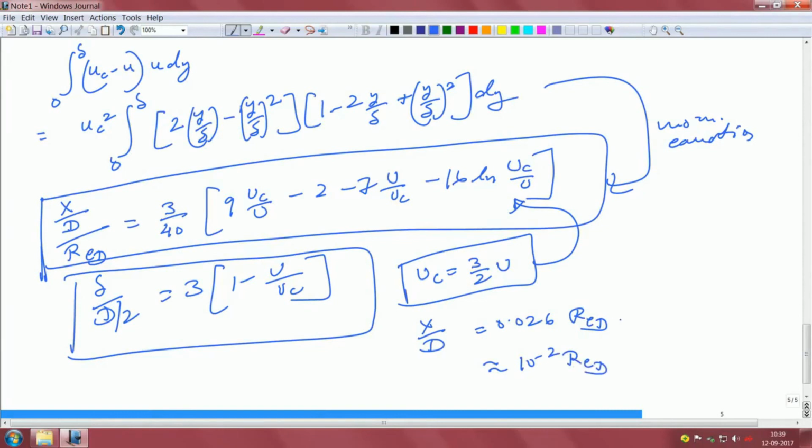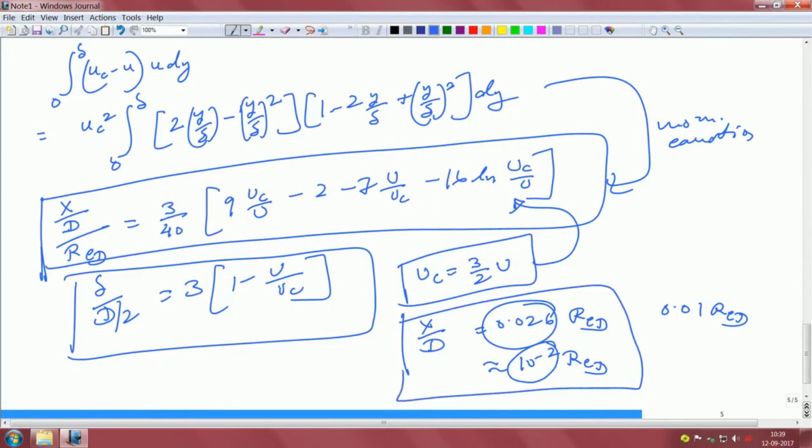What we got from Blasius was 0.01 Reynolds number D. So this is not way off at all, this is of the same order, still 10 to the power of minus 2. So your x/D at the point of boundary layer merger scales as 10 to the power of minus 2 Reynolds number. This is the thing that you should remember, and this is how we got it.